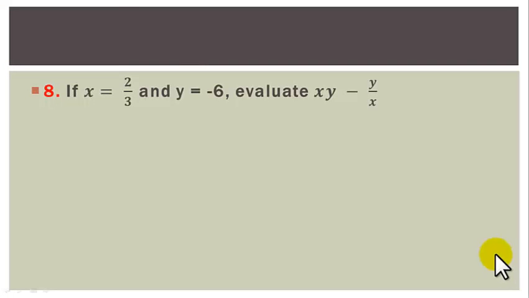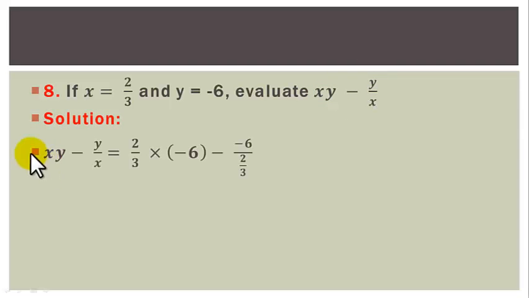Number 8. If x is equal to 2 over 3 and y is equal to minus 6, evaluate xy minus y divided by x. Solution. xy minus y over x is equal to 2 over 3 times minus 6, minus minus 6 divided by 2 over 3.